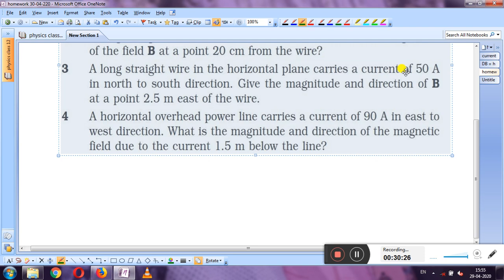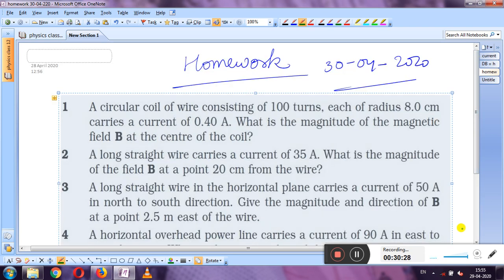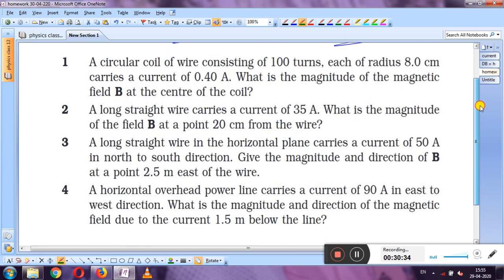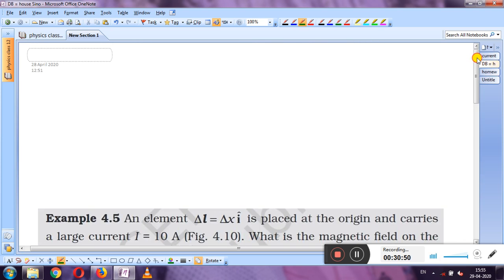Now here is your homework. Today I am giving you 4 questions. All the 4 questions are based on the formulas which we studied today. We studied 4 derivations. On the basis of those derivations you can easily do these questions, and after that let us see a few questions now. Already 30 minutes have passed.